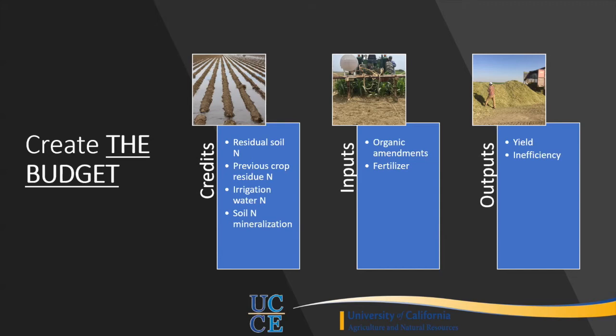Not every input and every credit that is available to the crop will necessarily come off in yield or just be left over in residue. Sometimes nutrients are lost to the environment, and we need to account for that also when creating a budget.